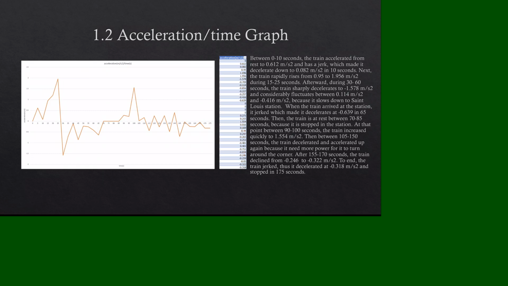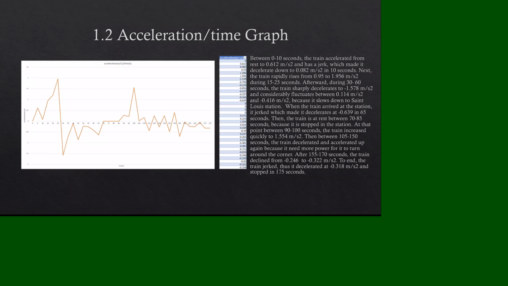Next is the acceleration time graph. Between 0 to 10 seconds, the train accelerated from rest to around 0.6 meters per second squared and has a jerk which made it decelerate down to 0.1 meter per second squared in 10 seconds. Next, the train rapidly rises from 0.95 to around 2 meters per second squared during 15 to 25 seconds.